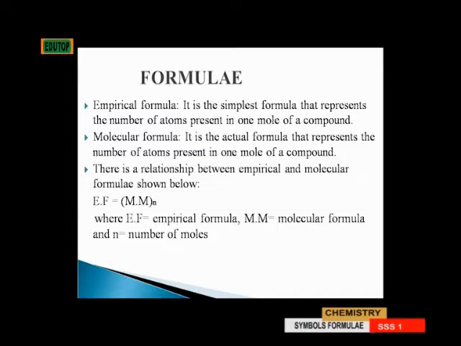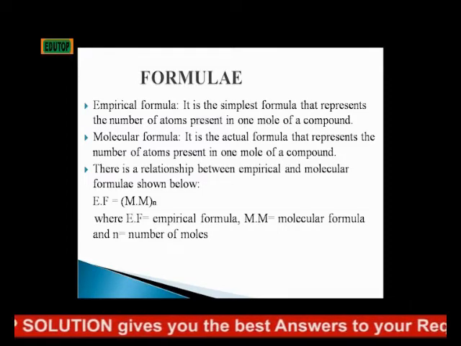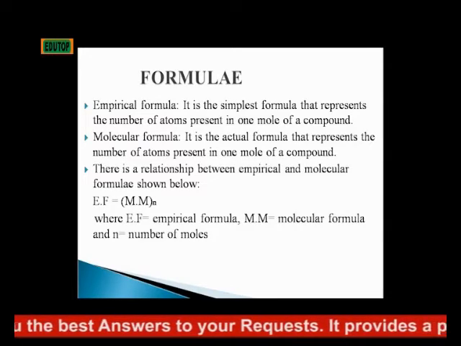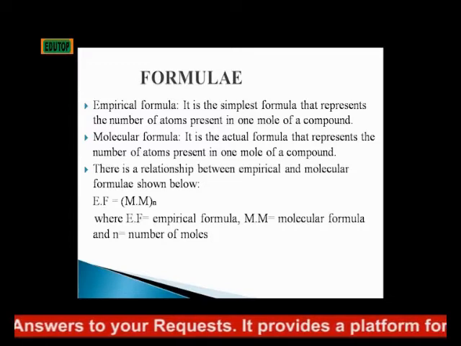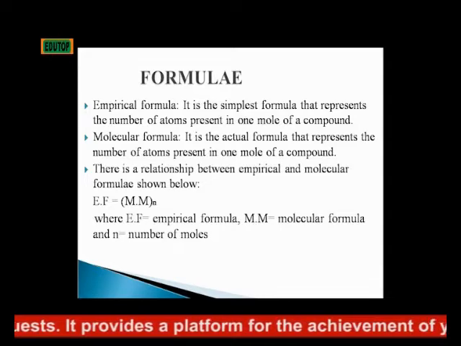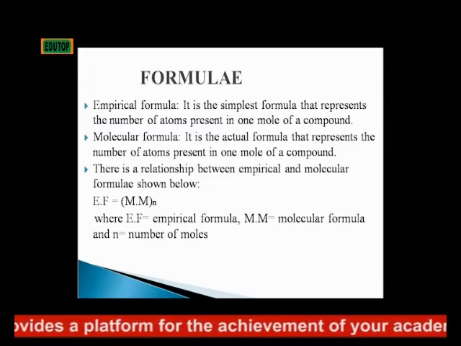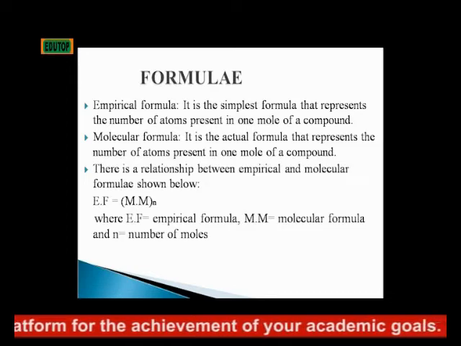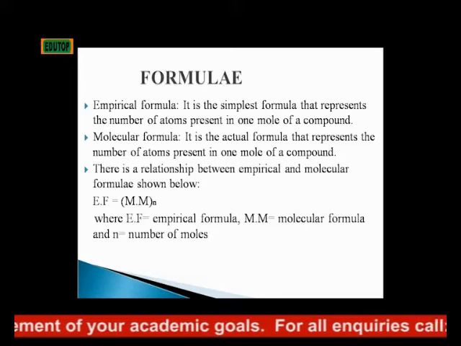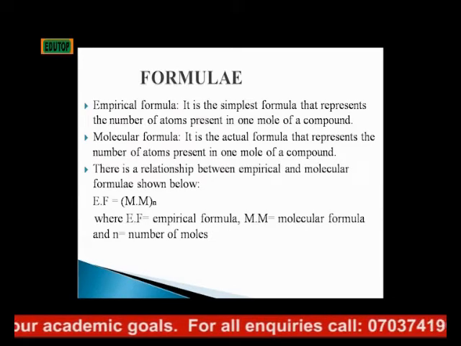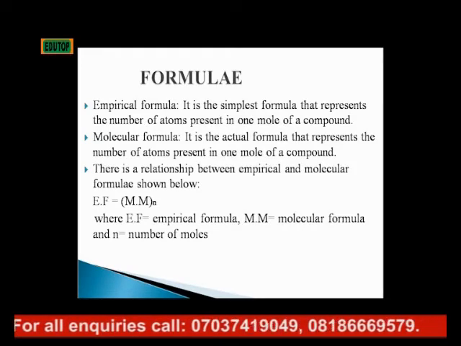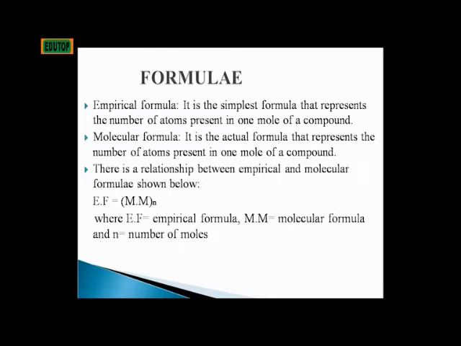empirical formula is the simplest formula because this 2 has been reduced, has been divided by 2. 2 divided by 2 gives 1 atom of carbon. 6 divided by 2 gives 3 atoms of hydrogen. This is the simplest formula that this can undergo. While the actual formula of this particular compound, ethane, is C2H6. So this is the difference between empirical formula and molecular formula.